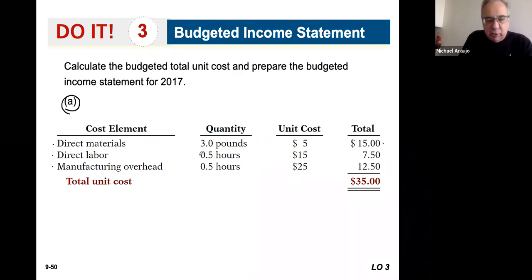The first slide told us it took a half an hour to put this together in direct labor, $15 an hour, so half of that per unit, $7.50. Overhead follows labor. Half an hour at $25, so it's $12.50. So this $35 is literally the cost. We're going to be using that times the number of units they sold to figure out our cost of goods sold.